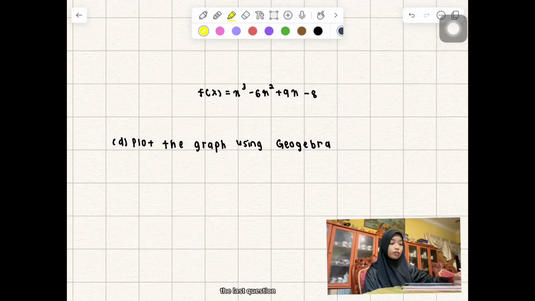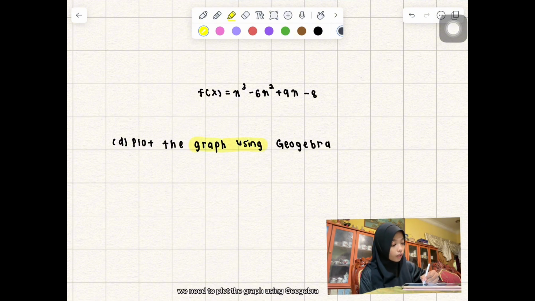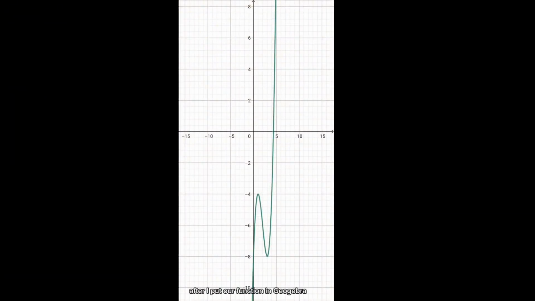The last part of question 1 is that we need to plot the graph using GeoGebra. So we need to open GeoGebra and put our function there. After I put our function in GeoGebra, I get this graph.